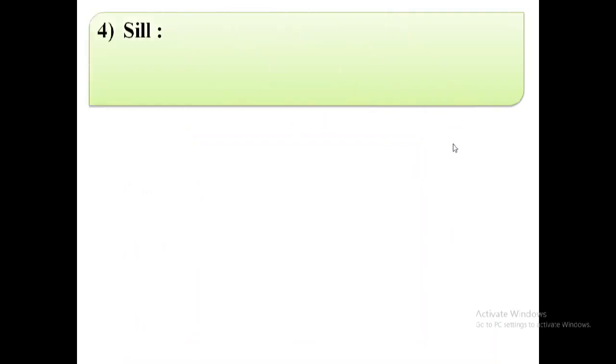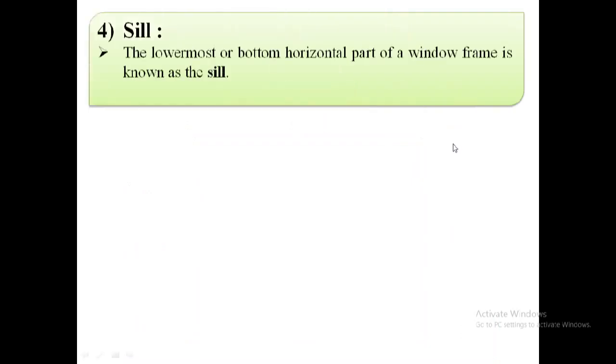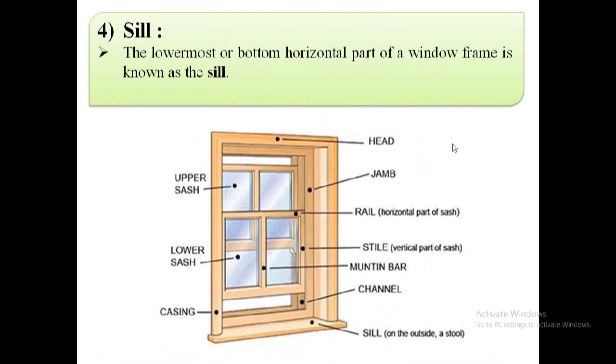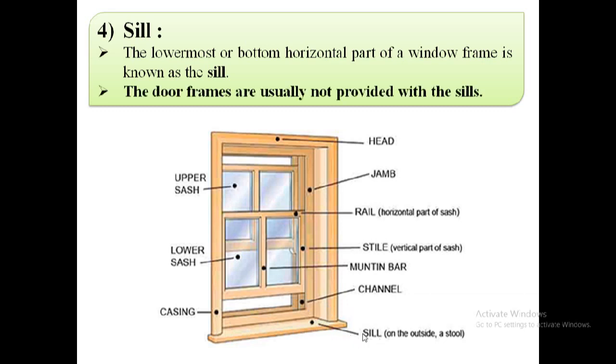Fourth technical term is sill. The lowermost or bottom horizontal part of a window frame is known as the sill. So in this image we can see this is the window and this one is the window frame. So this lowermost or bottom horizontal part of this window frame is known as sill. Here one thing to note is that door frames are usually not provided with sills.